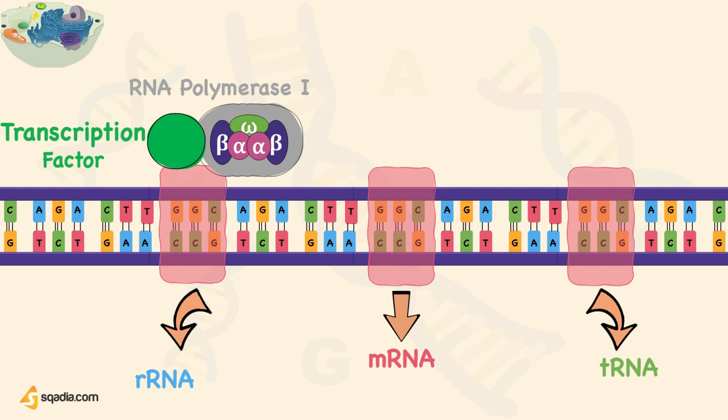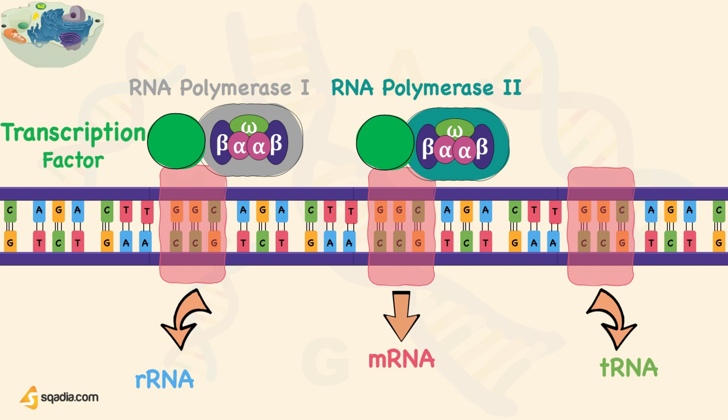Then let's move towards the next promoter. Here, RNA polymerase will bind with transcription factors. Let us name it RNA polymerase 2. Now this will give rise to the formation of messenger RNA. If we want to be more specific, then we can say that RNA polymerase 2 also forms small nuclear RNA as well. This small nuclear RNA is used in the process of splicing.